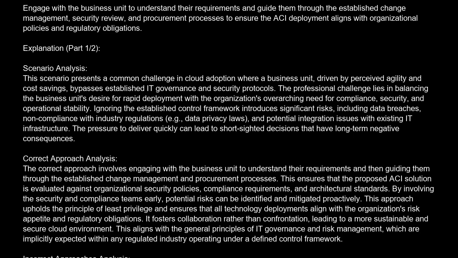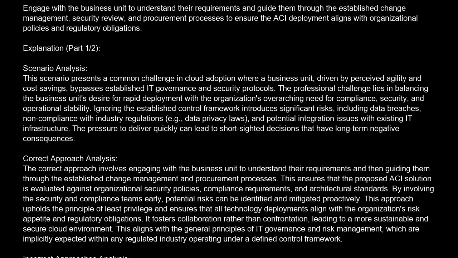Engage with the business unit to understand their requirements and guide them through the established change management, security review, and procurement processes to ensure the ACI deployment aligns with organizational policies and regulatory obligations. Explanation. Scenario analysis. This scenario presents a common challenge in cloud adoption where a business unit, driven by perceived agility and cost savings, bypasses established IT governance and security protocols.